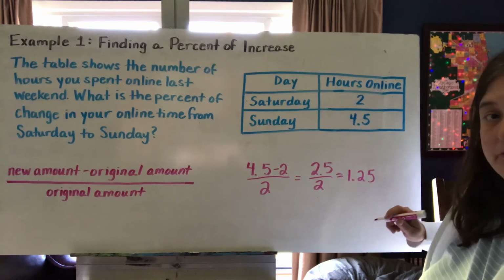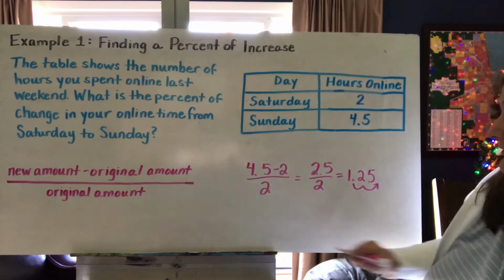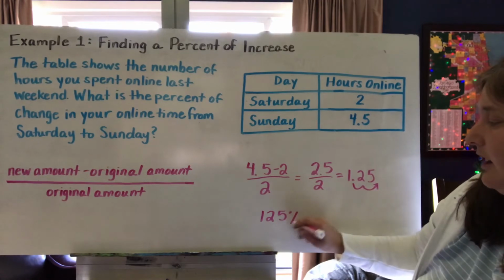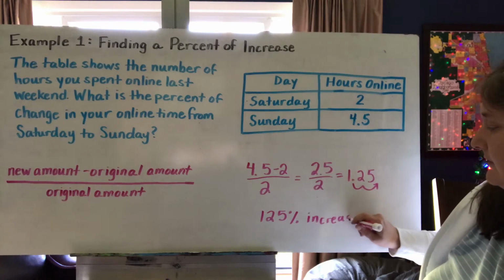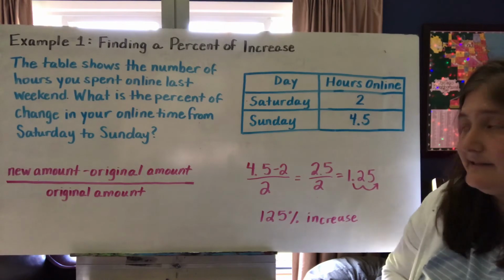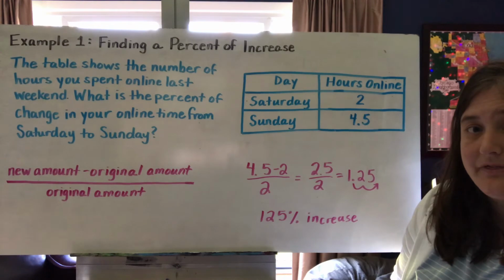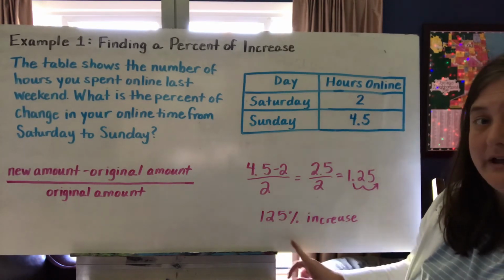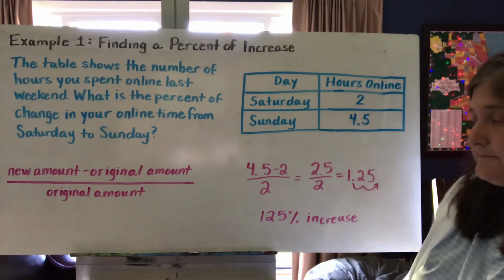To change a decimal into an actual percentage, remember I move the decimal 2 spots to the right. So I actually have a change of 125% here, and it's a 125% increase. So it's over 100% because my time from Saturday to Sunday more than doubled. If I had spent 4 hours online on Sunday, that would have been a 100% increase. I'm over that. It's a 125% increase in the amount of time I spent online from Saturday to Sunday.